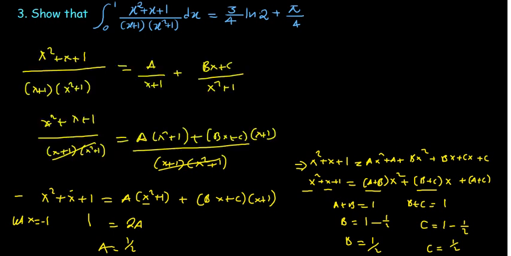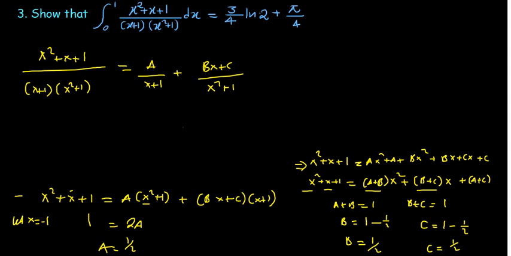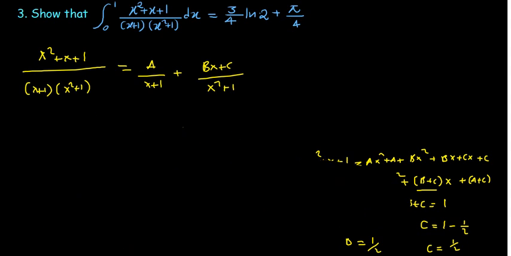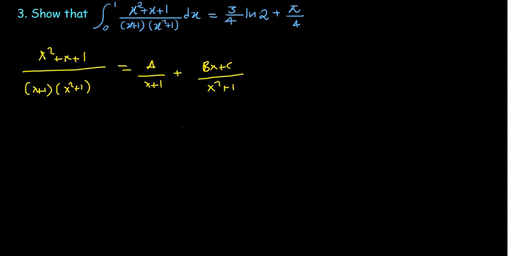So let's hope we saw this form. Okay, this is the form. So we found that all the terms are 1 over 2. So we'll just go on and substitute. So this is going to be 1 over 2 divided by x plus 1, plus 1 over 2 x plus 1 over 2 divided by x squared plus 1, like that. Now that we've got this, we're now going to do the integration.